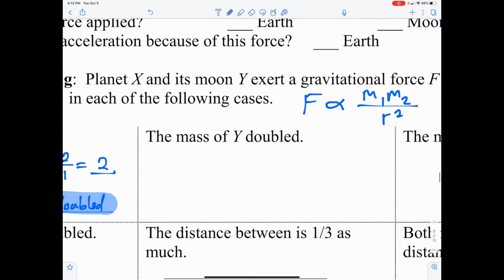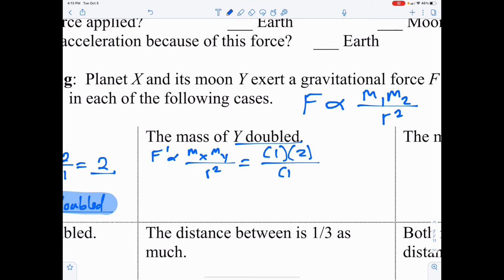Second one, mass y is doubled. Well, F prime is proportional to mass x times mass y over r squared. Mass x did not change, so that stays 1. Mass y doubled, so that's a 2, divided by the distance that did not change squared, which is 1 squared. Again, 1 times 2 is 2 over 1 squared is 1, gives us 2. And the new force is, again, double when we double one of the masses.